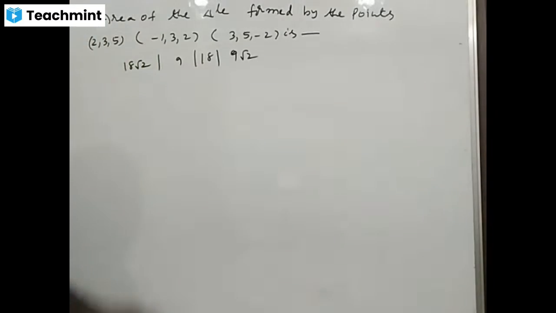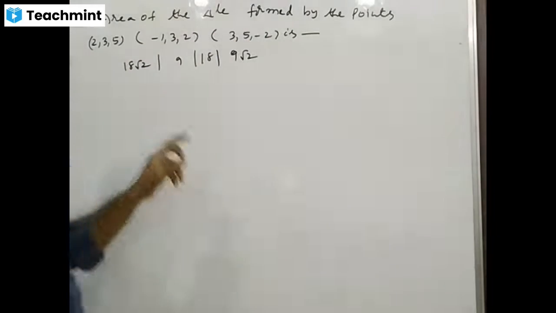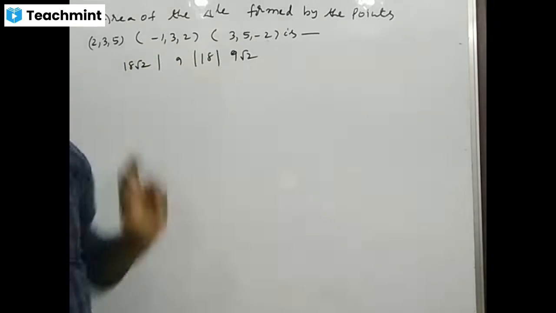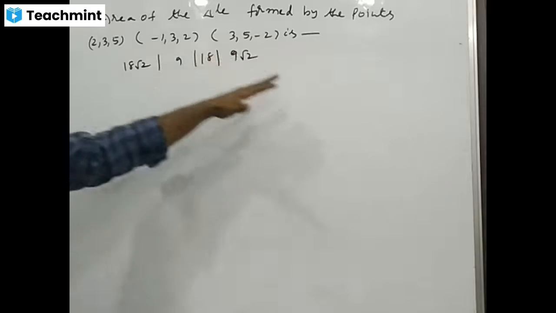The area of the triangle formed by the points (2, 3, 5), (minus 1, 3, 2), (3, 5, minus 2). Friends, area of the triangle, this is 3-dimensional geometry, friends.